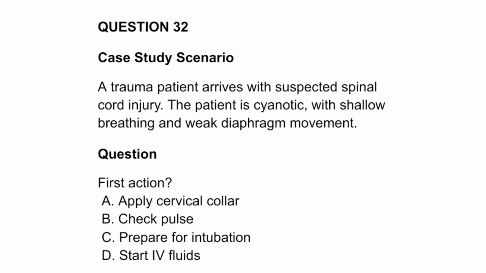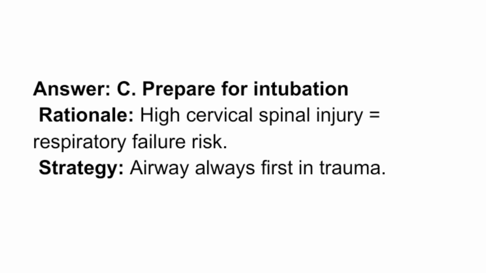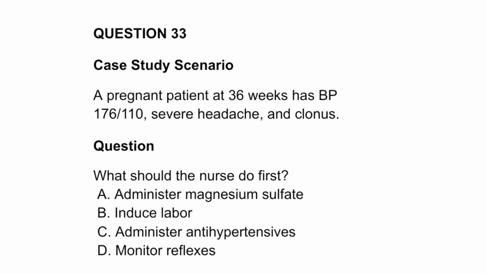D. Start IV fluids. Answer: C. Prepare for intubation. Rationale: high cervical spinal injury equals respiratory failure risk. Strategy: airway always first in trauma. Question 33. Case study scenario. A pregnant patient at 36 weeks has BP 176 by 110, severe headache, and clonus. Question: what should the nurse do first?